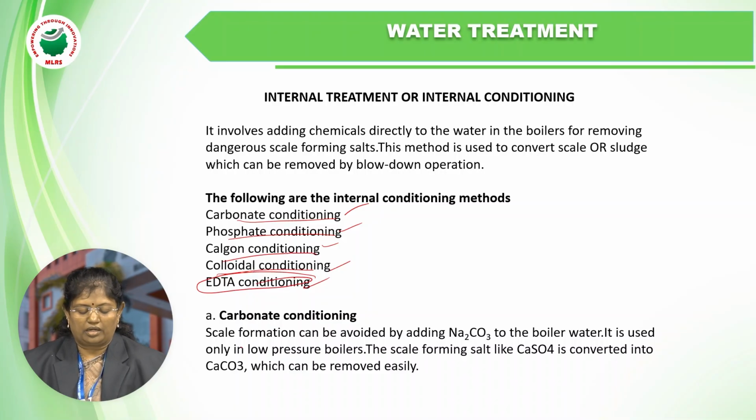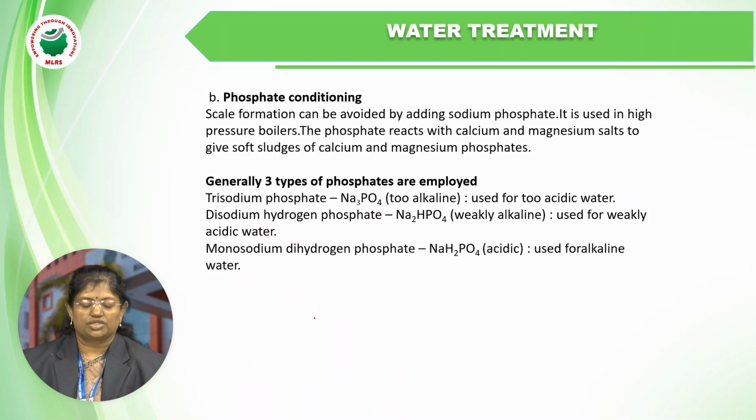Now, carbonate conditioning. Scale formation can be avoided by adding sodium carbonate. In carbonate conditioning, sodium carbonate is used in order to remove the scales. It is used only in low pressure boilers. If scale forming salts like calcium sulfate are present in the water, they are responsible for the formation of scales. In that case, conditioning can be done by using sodium carbonate. It is called carbonate conditioning.